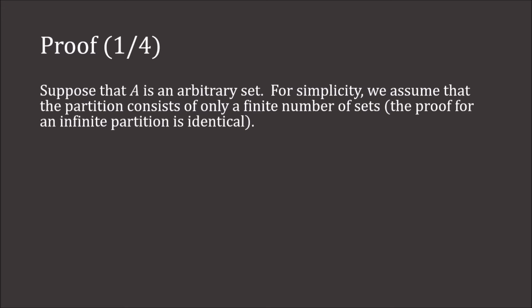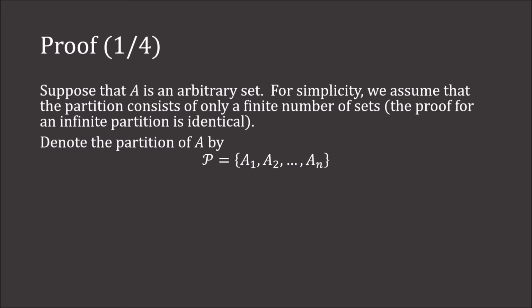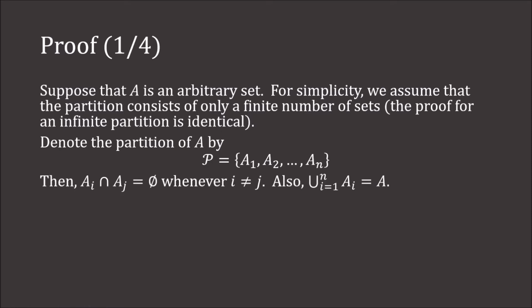So suppose that A is an arbitrary set. For simplicity, we will assume that the partition consists of only a finite number of sets. The proof in which the partition has an infinite number of subsets is identical. So we denote the partition of A by script P, equal to the set {A1, A2, through AN}, right? So each of these A's is a part of the partition. Well then, A sub i intersected with A sub j would have to be empty whenever i is not equal to j, and also the union of all of these A sub i's would be equal to A. This is by definition of the partition of a set.